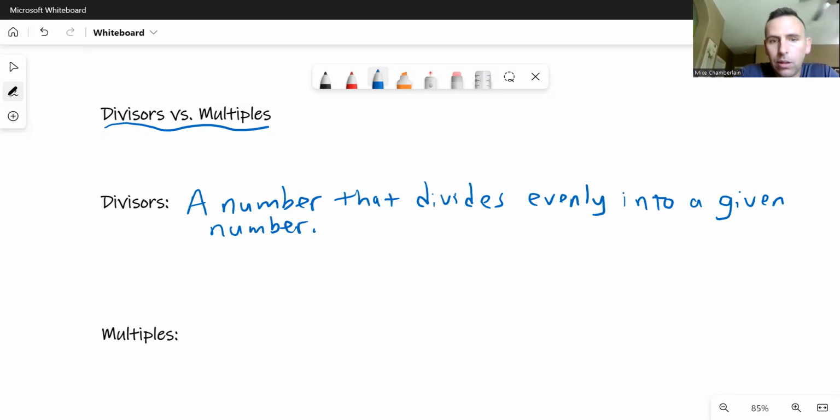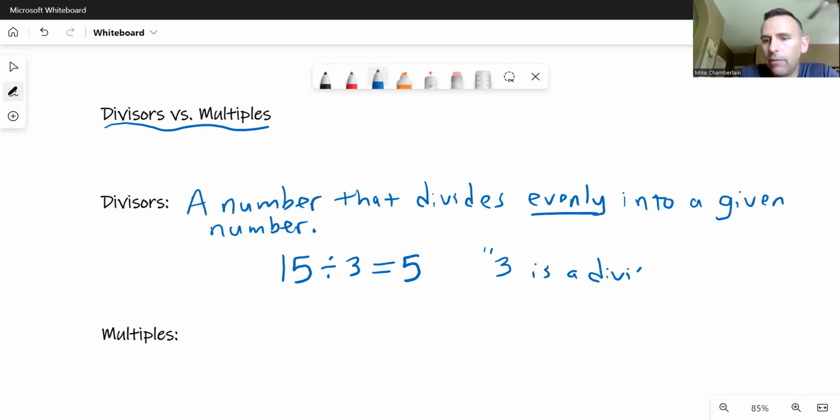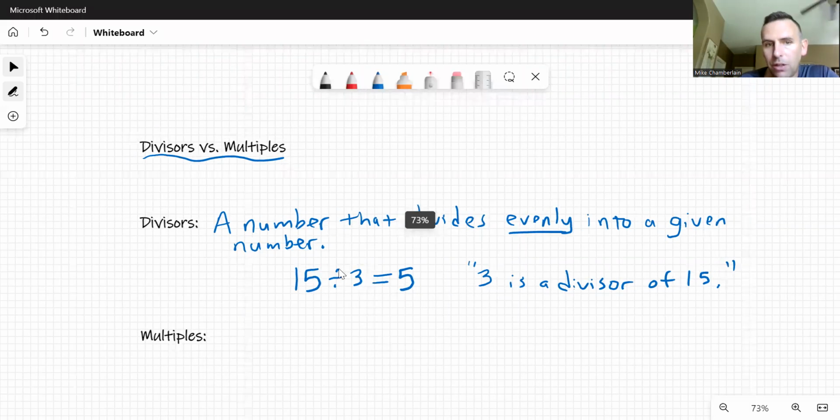So let's take a look at an example. Well, something small, 15 divided by 3 goes in evenly, evenly meaning no remainder. It goes in exactly 5 times. So something I could say is 3 is a divisor of 15. By the way, it's also true that 5 is a divisor of 15. So it just means it divides in evenly.